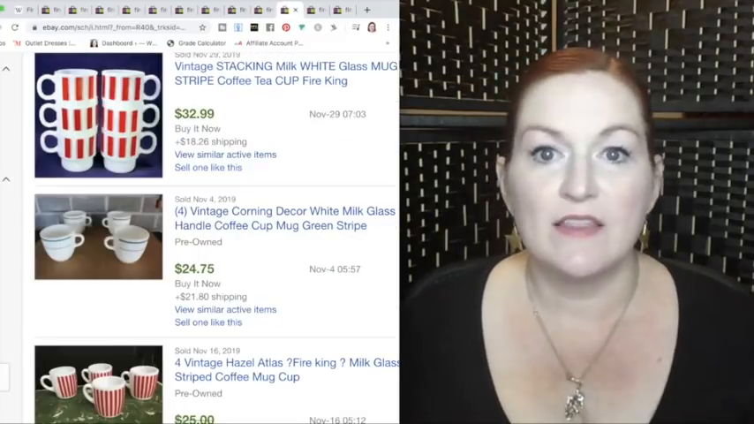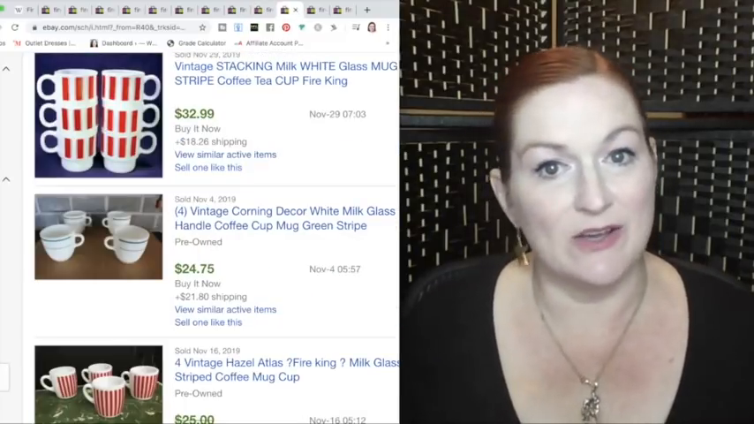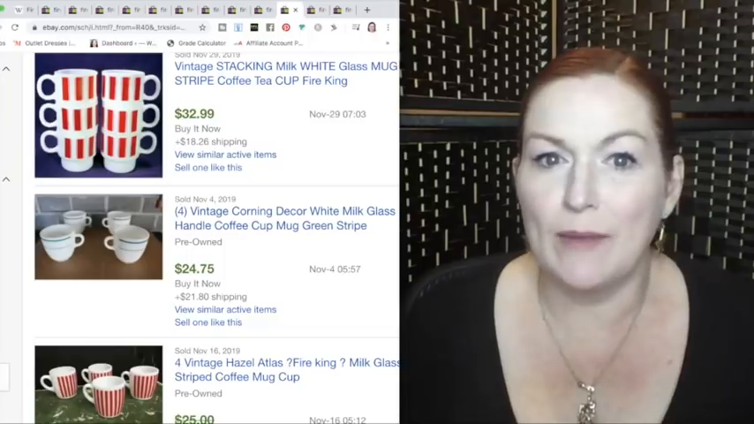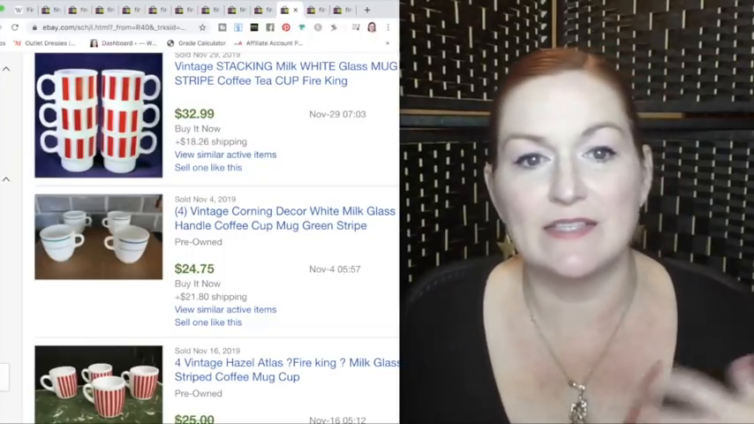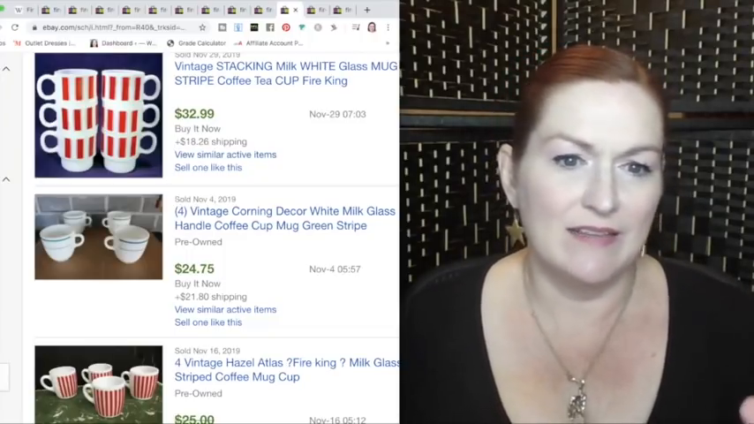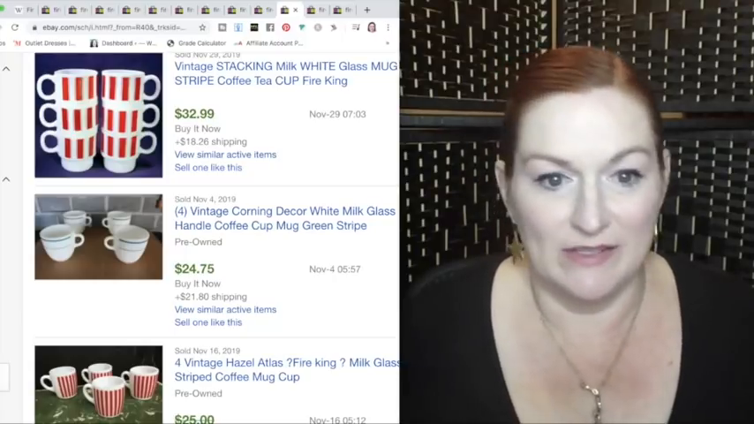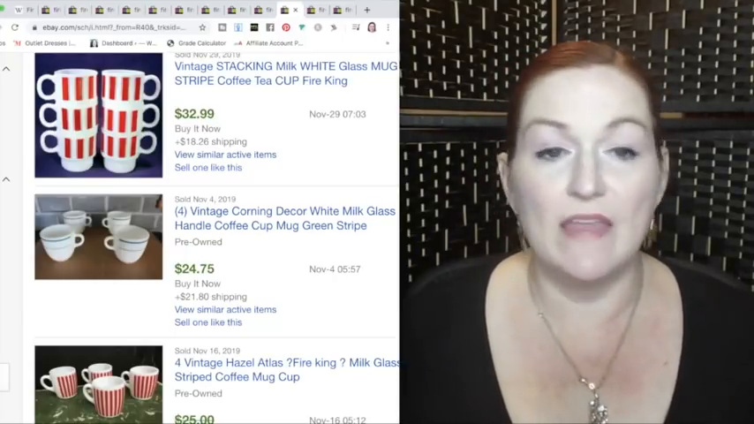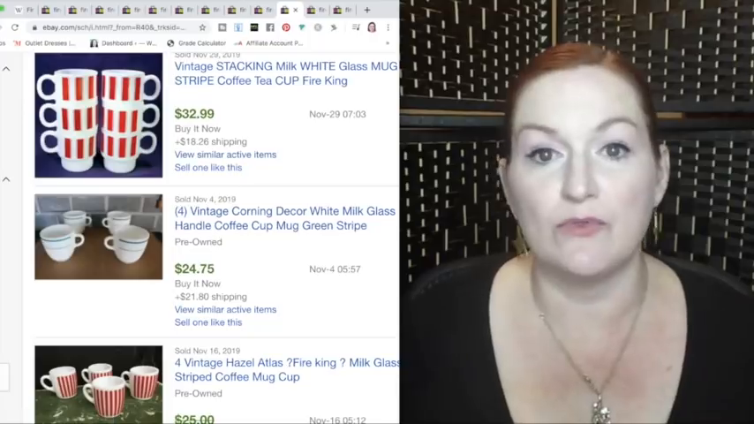The next ones you might want to look up or pass on are just regular striped mugs. So here's a lot of six that sold for $32.99. These just kind of look like diner mugs sort of, that sold for $24. And then another striped lot that sold for $25.